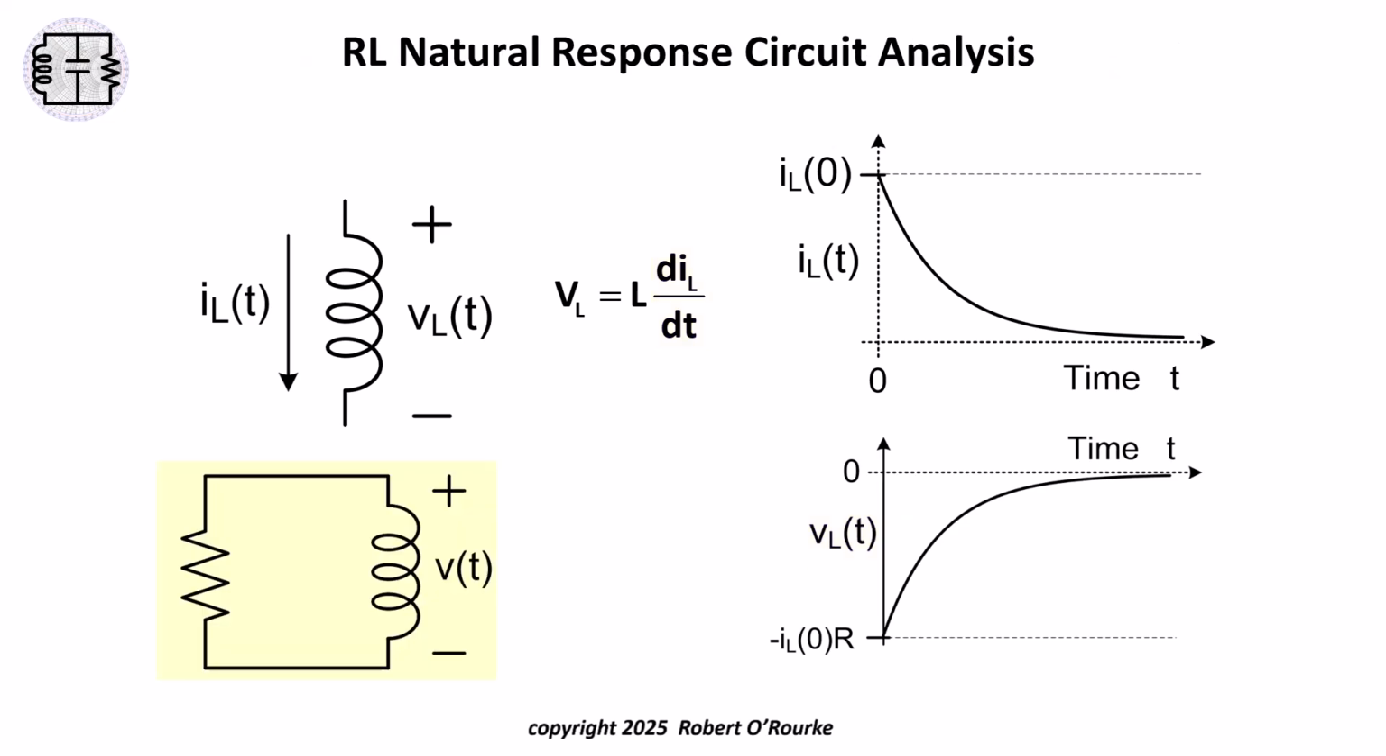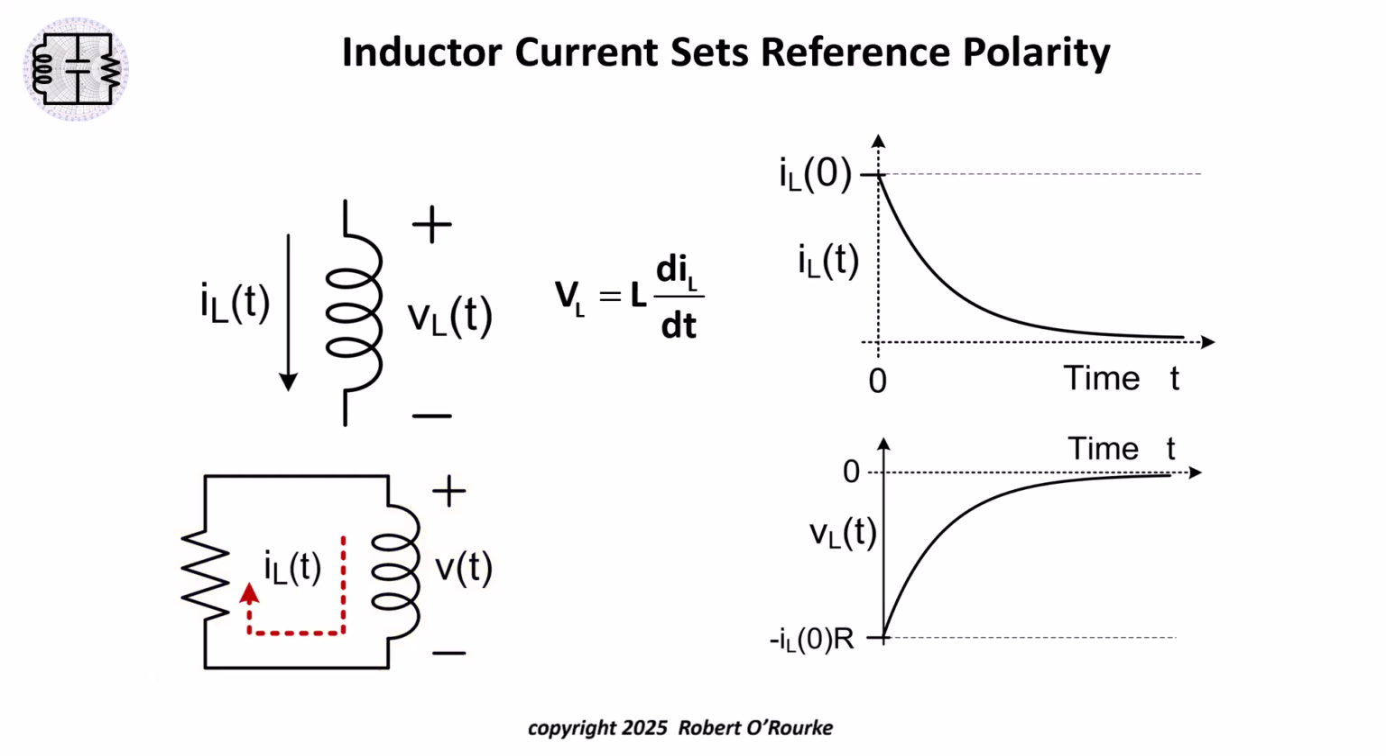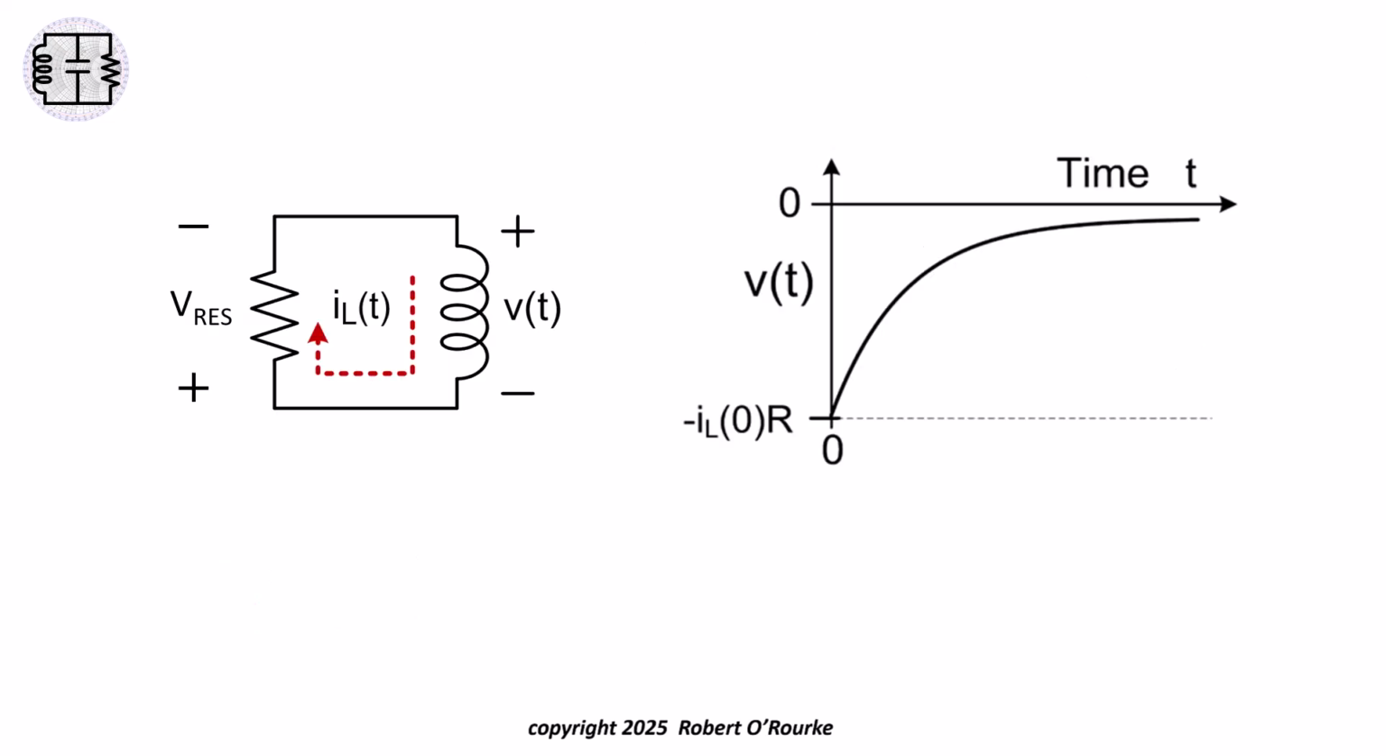How does this negative inductor voltage appear in the circuit analysis of this RL natural response? Look at the reference polarity, the direction of current flow relative to the inductor reference polarity. The voltage across the inductor is negative because the inductor current flows up through the resistor, dropping a voltage, Vres, that is opposite to the voltage reference polarity, V of t, for the inductor. Let's look at the details.